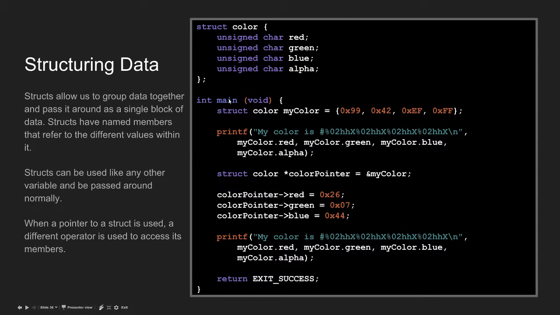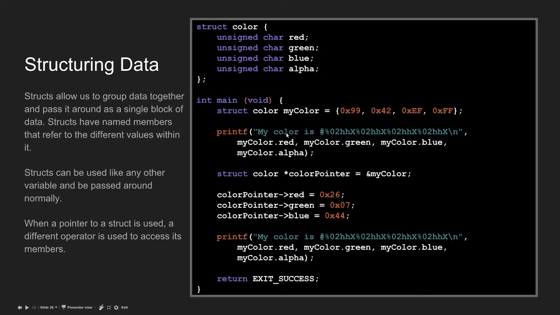And lastly, here we have structs. Structs allow us to group data together in nice coherent globs so that we can pass it around. We can pass entire structs into functions and return entire structs from functions rather than returning just a single number. So in this case, we have a struct called color, and it's got 4 parts to it. It's got a red, green, blue, and an alpha, and they're all unsigned character types.